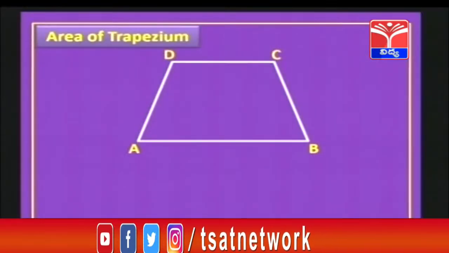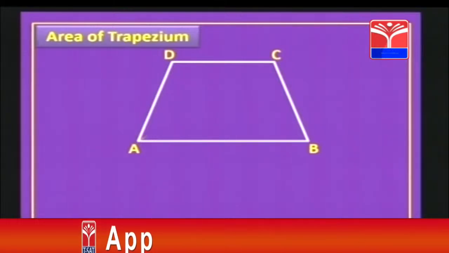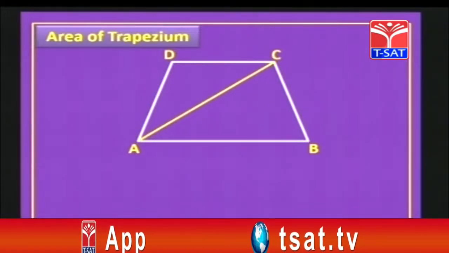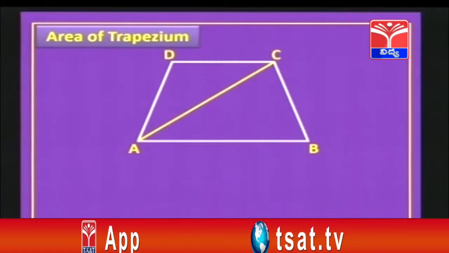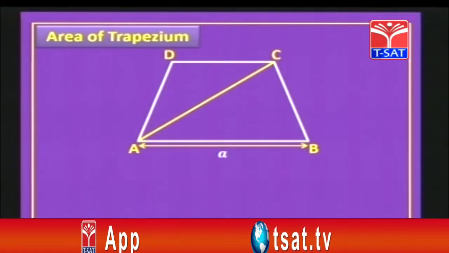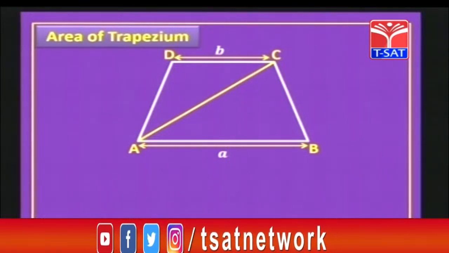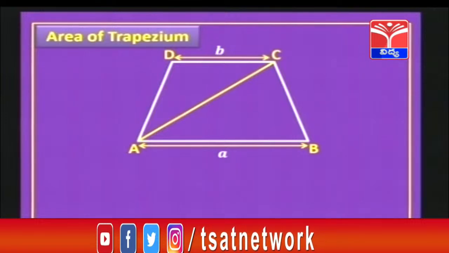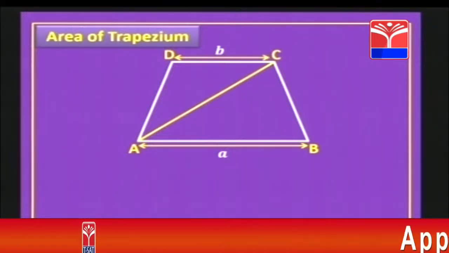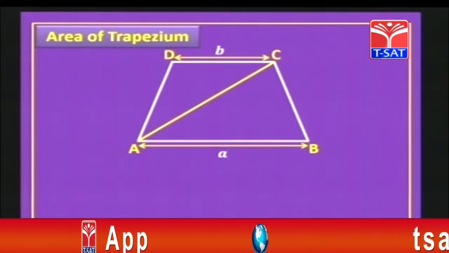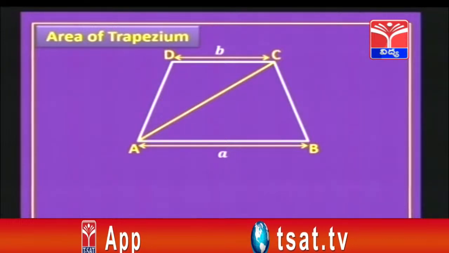Have a quick look at the image shown on your screen. Here ABCD is a trapezium with diagonal AC. If you notice, the length of side AB is A, whereas the length of side DC is B. Children, in a trapezium, one pair of opposite sides are parallel, that is AB and CD are parallel to each other.